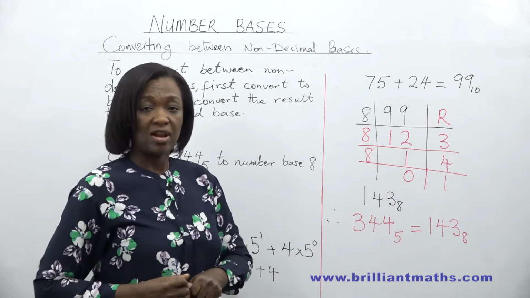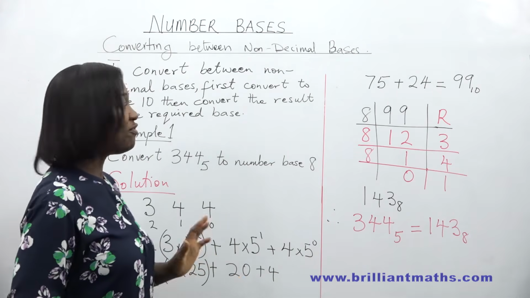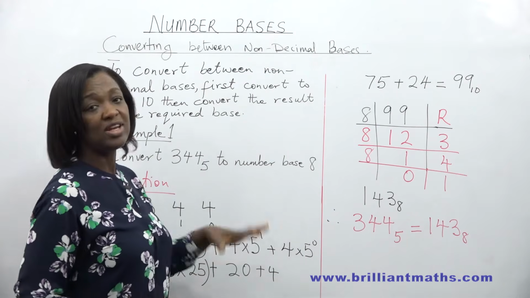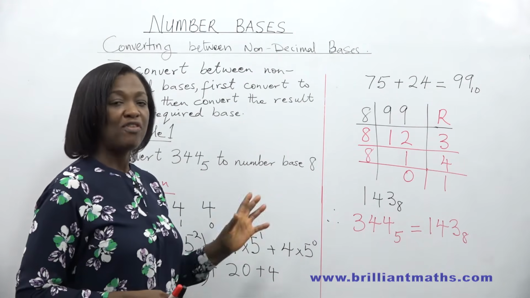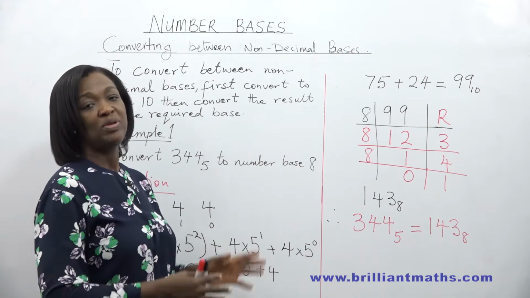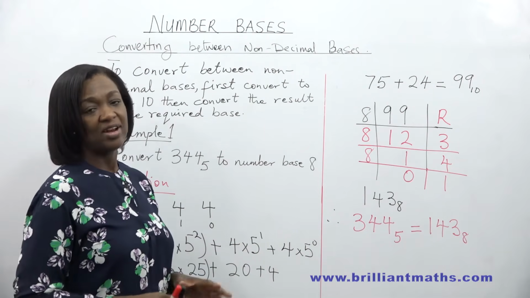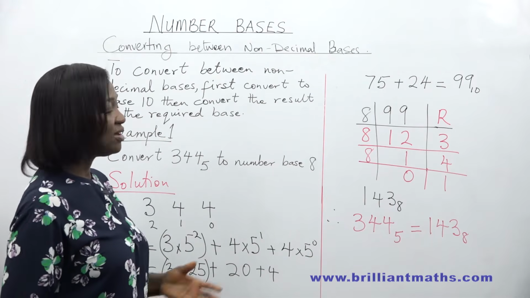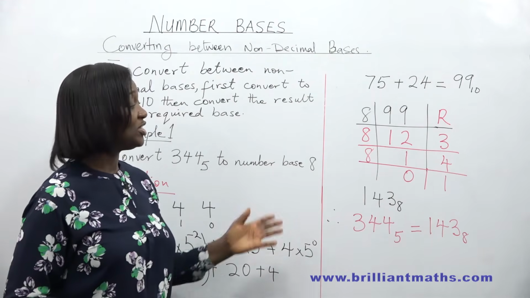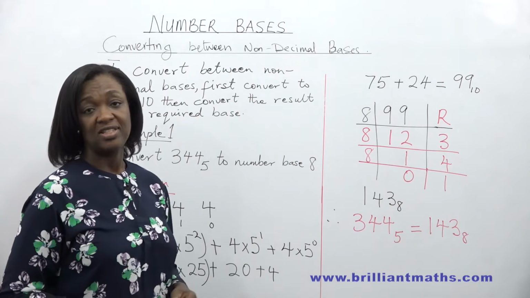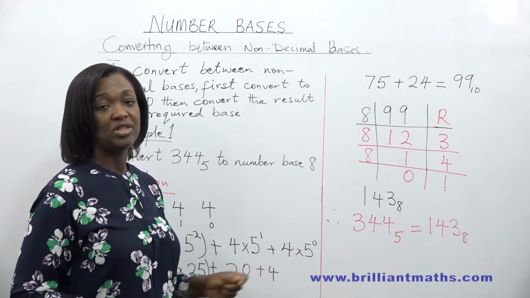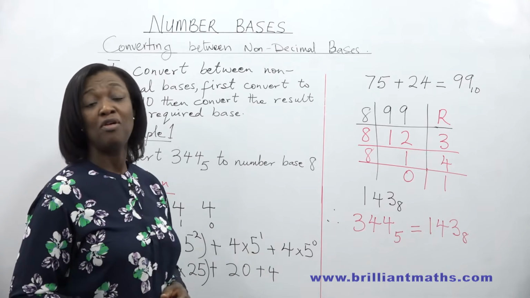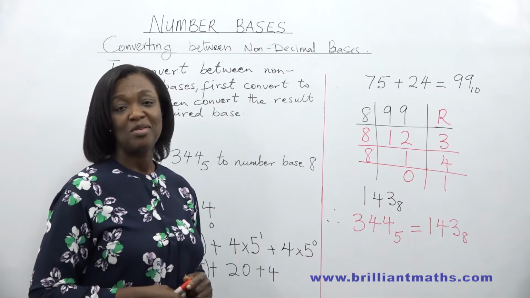So the steps are very clear. When you need to convert between non-decimal bases, convert the number to base 10, and then convert the result from base 10 to the required base. Very simple. You just need to do more exercises so you can actually consolidate it. So try some more from Brilliant Maths Module 1.